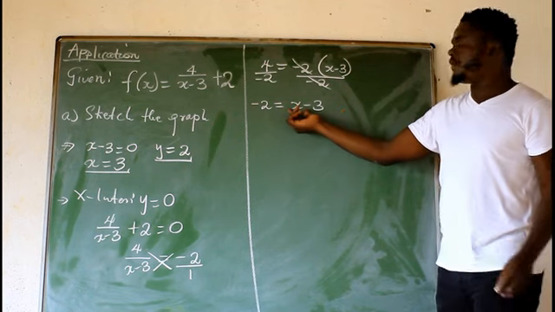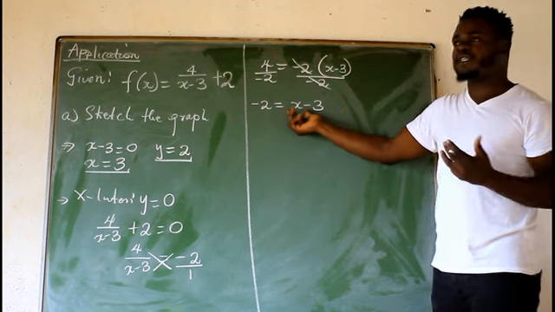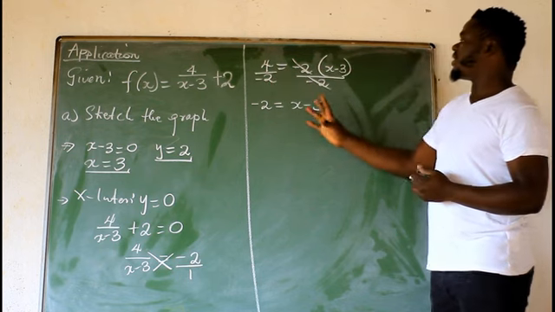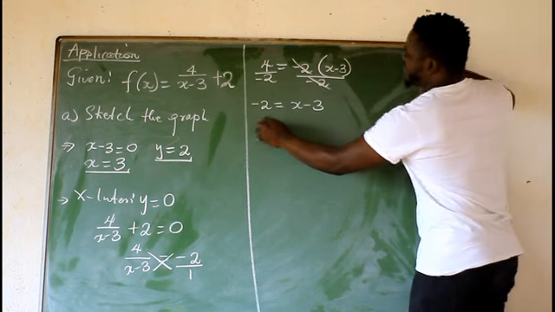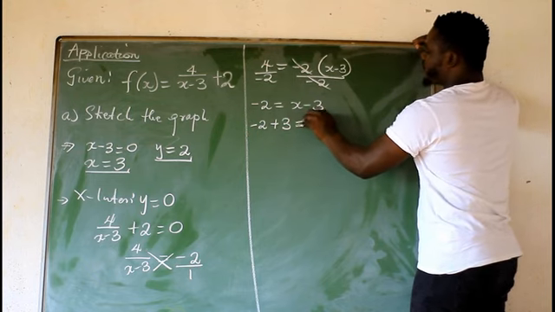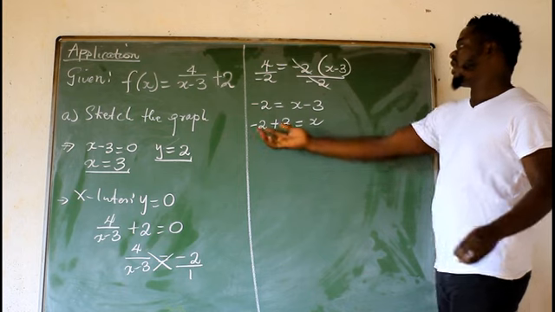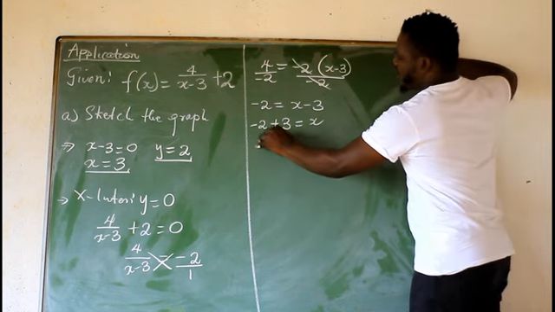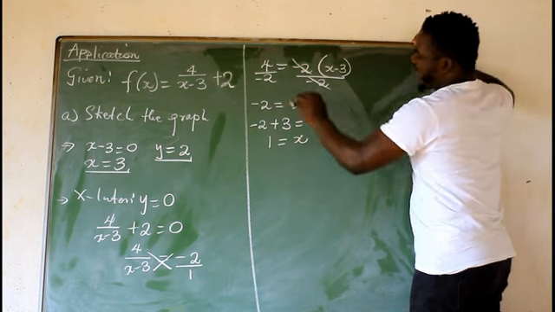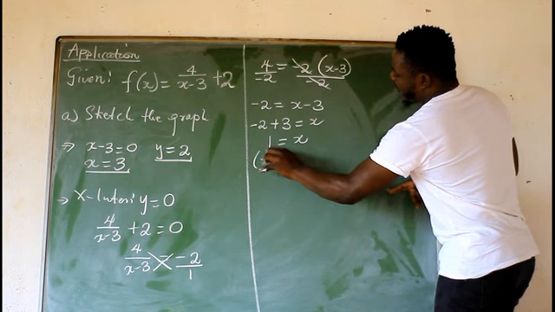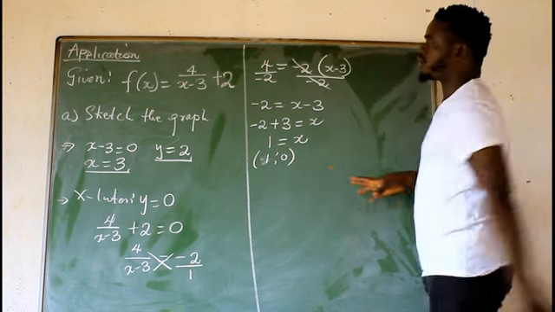Then we need to find the value of x. In order for us to find the value of x, we are going to take this negative 3 to the other side, and you have to know that it's going to change the sign. Then it's going to be negative 2 plus 3, which equals x. Negative 2 plus 3, if you punch it in your calculator, is going to be 1, which equals x. Then our x-intercept is 1 and 0.